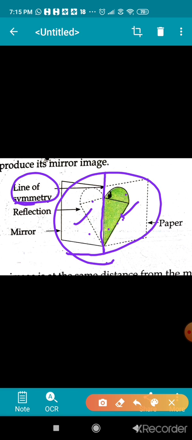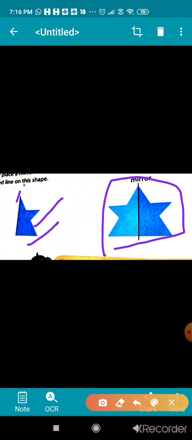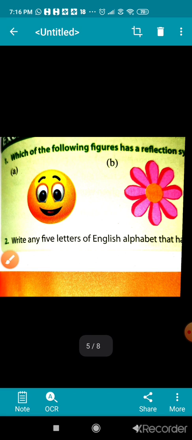And mirror images are symmetrical images. Okay, children, here this is a half figure. You can make it complete by placing the mirror. So you will get the image of this right side, and your picture will look like this. So this picture is known as symmetrical figure.